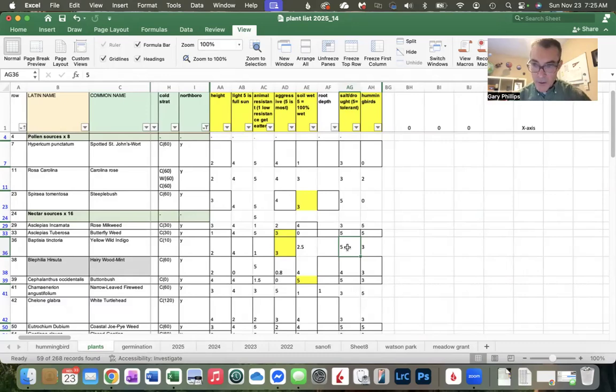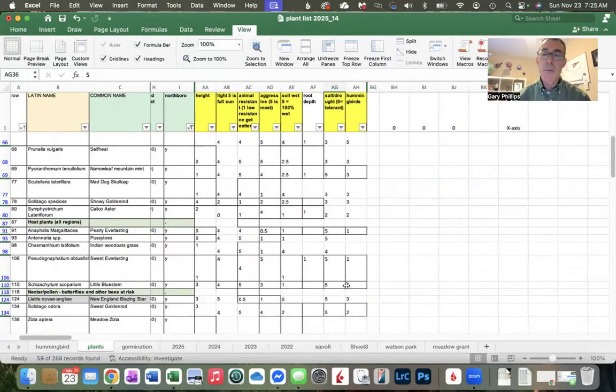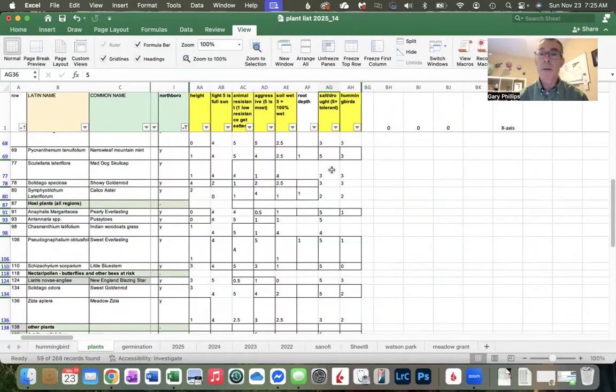What I don't have data on are which ones should be scored 0, which ones are not salt tolerant. And when I inquired on the Facebook native plant groups and asked friends, no one had any evidence of a plant that was installed next to the road that phased out. That's why you don't see any zeros in here, because I don't have any evidence of something that isn't salt tolerant.